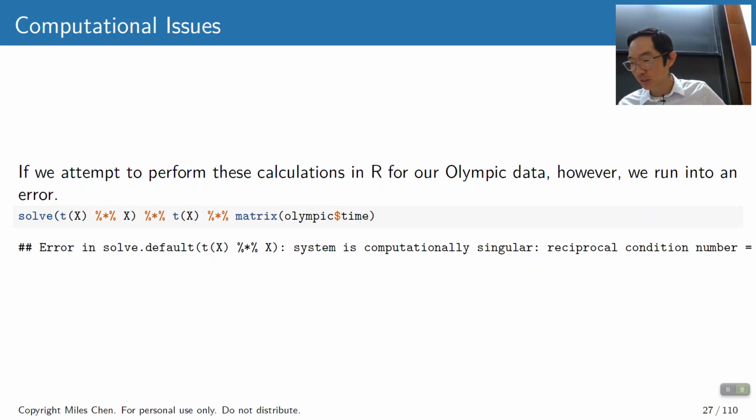What do you think is going on here? What does this even mean? Solve.default system is computationally singular. It's saying there's a problem in this operation of solve. When I'm trying to do X transpose X inverse, I'm running into a problem. It's basically saying I can't calculate the inverse of this matrix, which is a real thing. Sometimes there are matrices that you can't calculate the inverse of. But this is not really what's happening here.